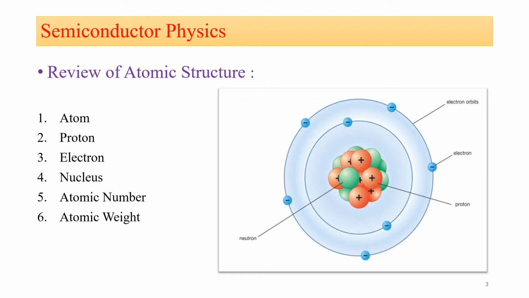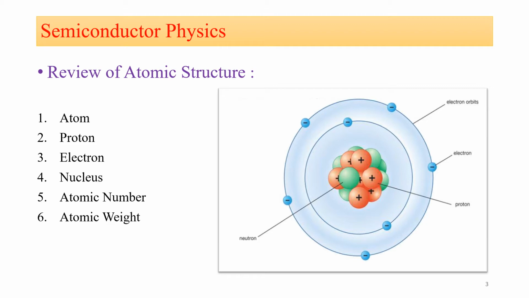And according to the classical Bohr's model, the revolving electrons are always arranged in different orbits or shells at a fixed distance from the nucleus, and each shell contains a maximum number of electrons given by the equation 2n square, where n is the number of the shell. Now in this picture, a total of two shells are there, shell 1 and shell 2.